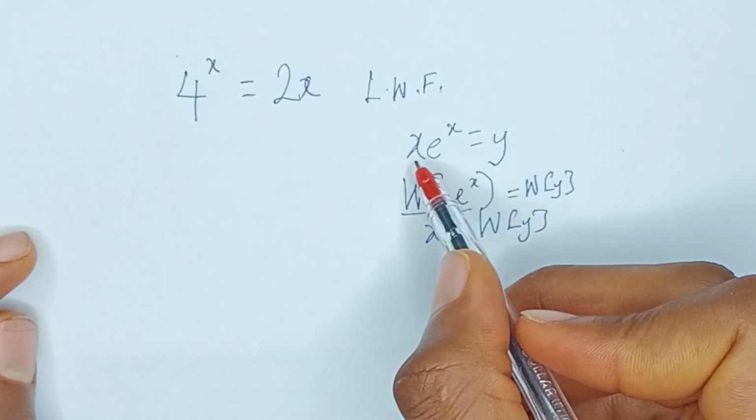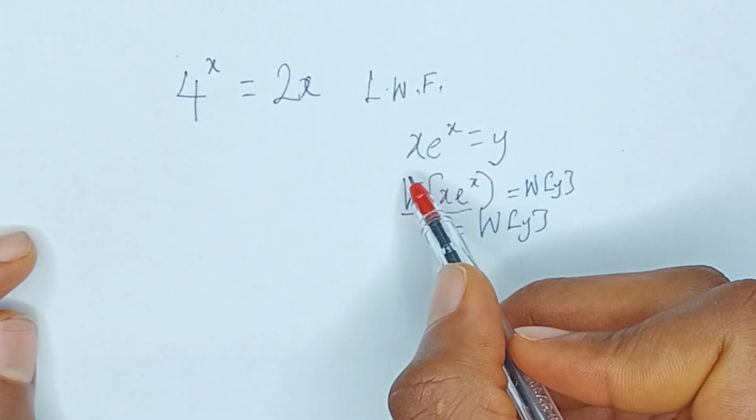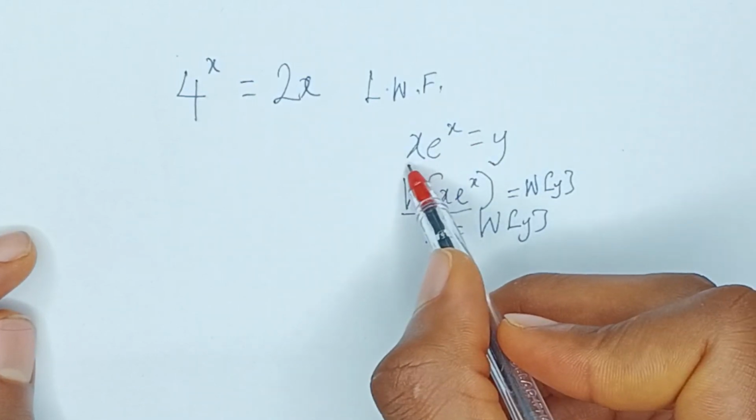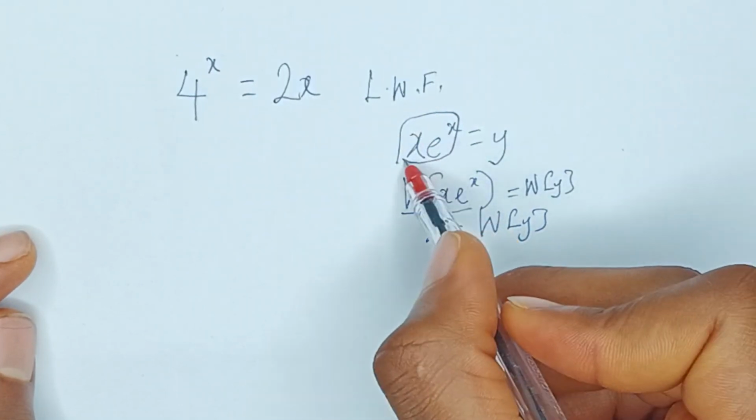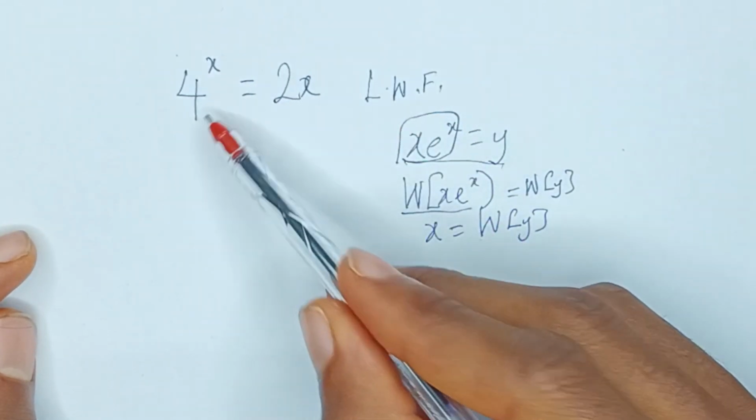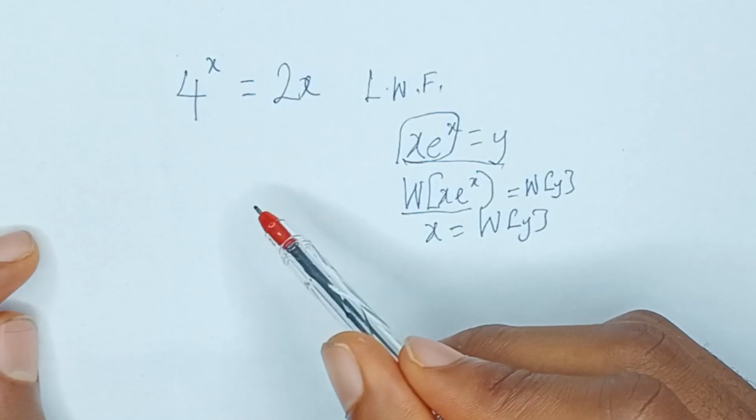Because you're seeing in the equation, we have x e to the power of x. So we're going to get an expression in this format, and then write an equation in this format that would give us this answer. Okay, let's do that now.